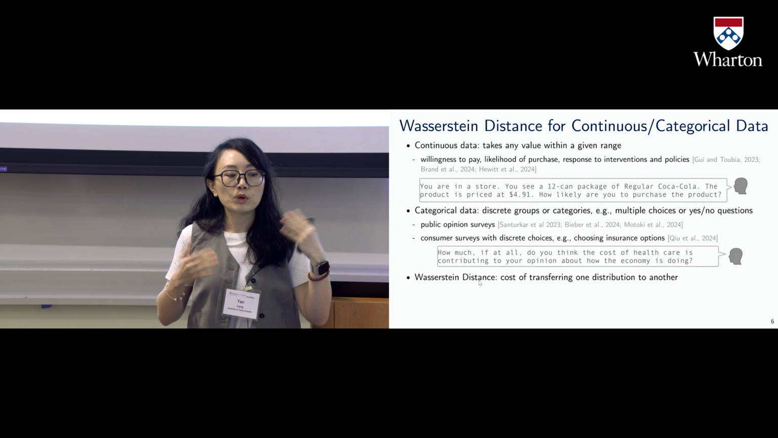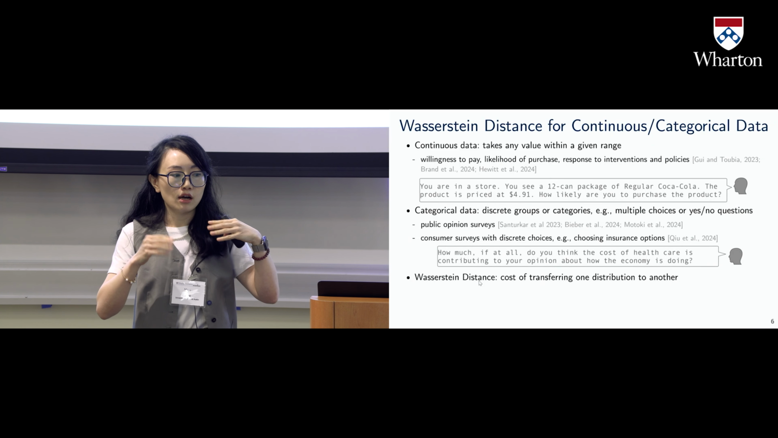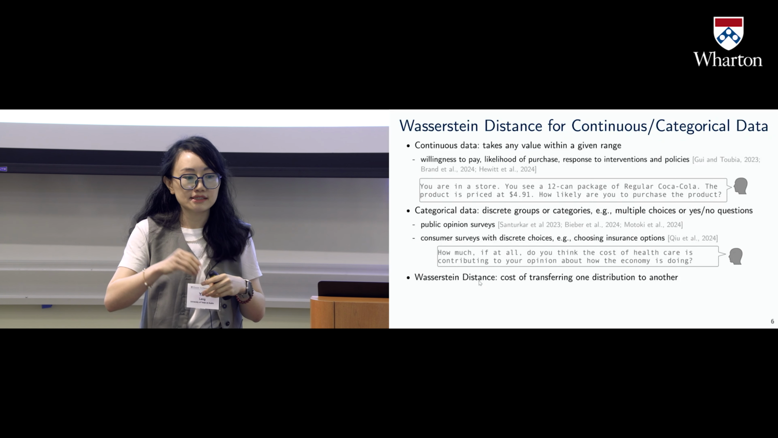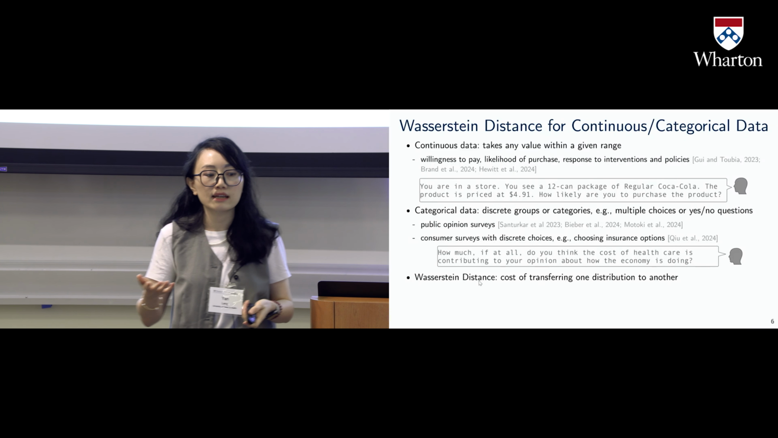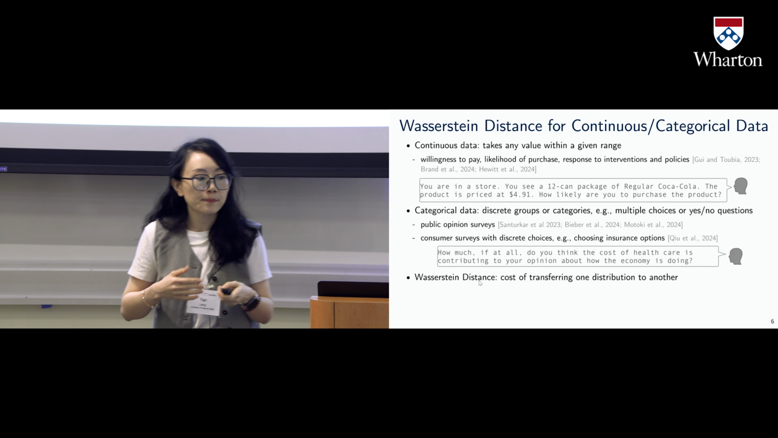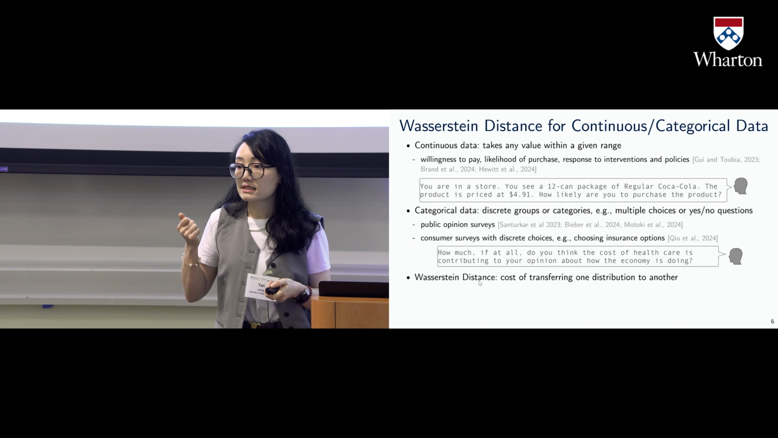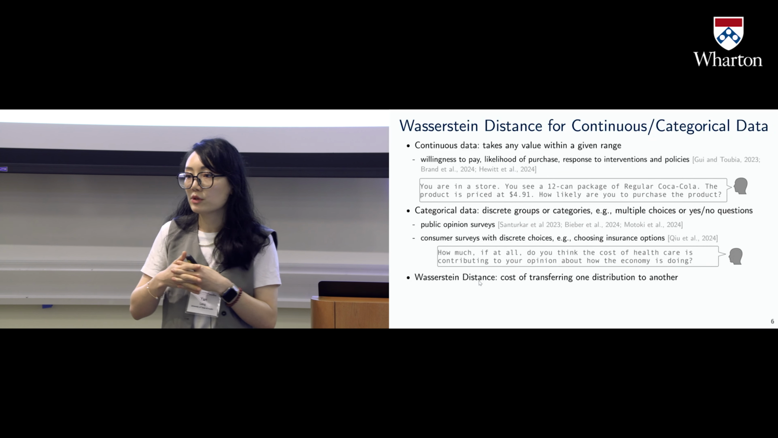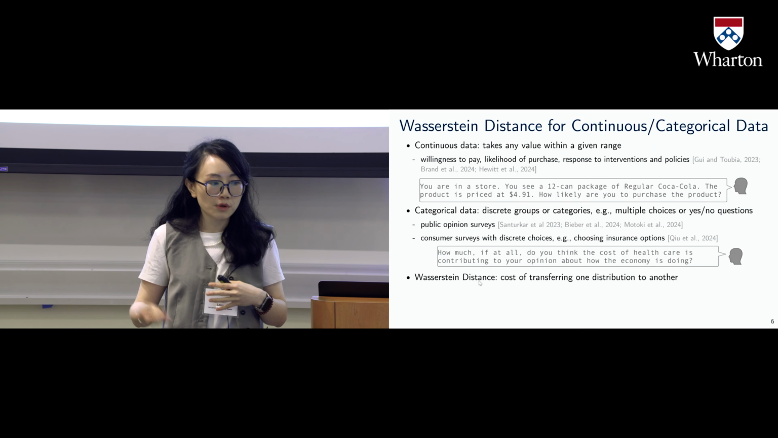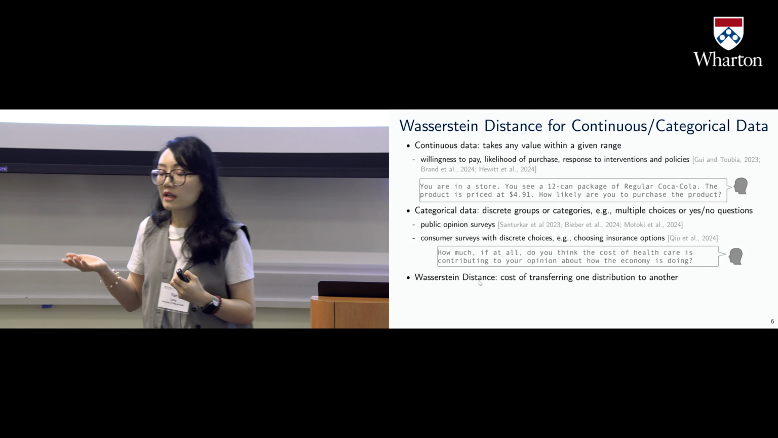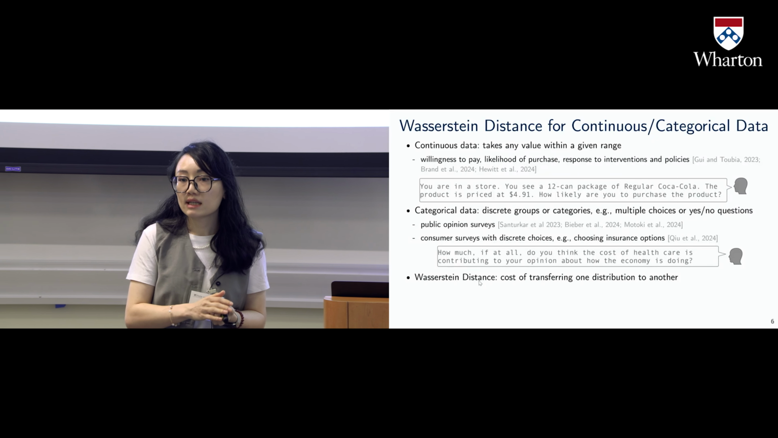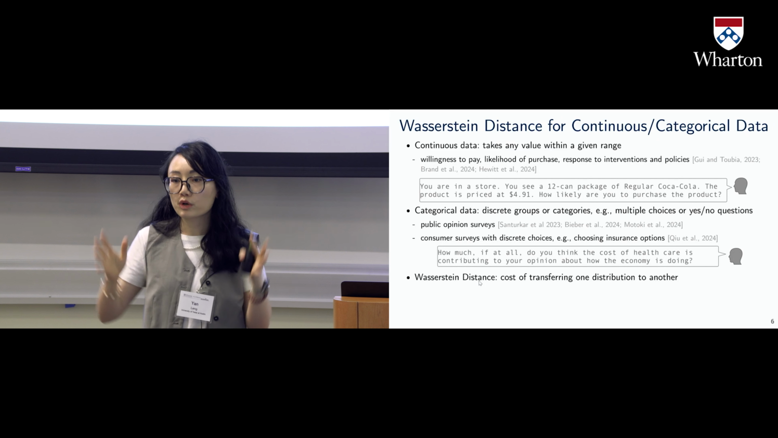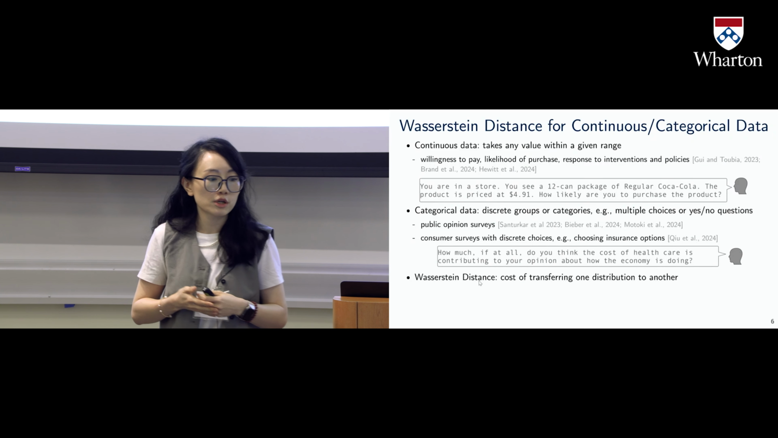And for these types of applications, continuous data is being collected. For example, we might ask, if LLM is a consumer in a store and sees some information about Coca-Cola, how likely it is to purchase the product. And the second type of data is categorical data, which is in discrete groups or categories that can be used for multiple choice or yes or no questions. LLM has been used to collect public opinions or consumer surveys with discrete choices on these types of questions.